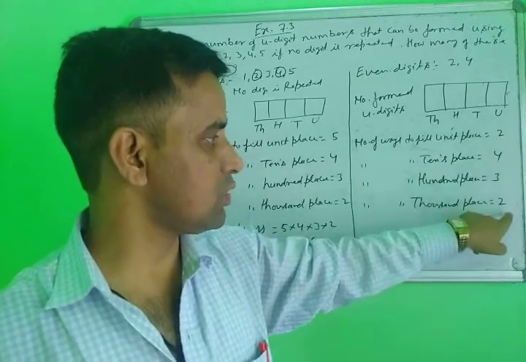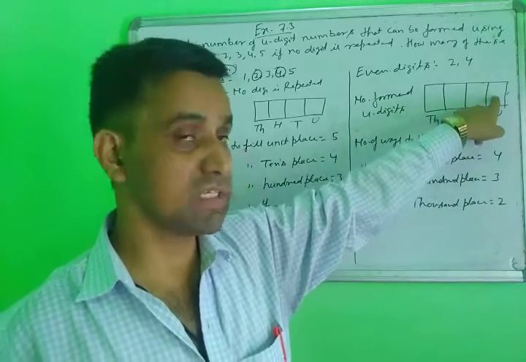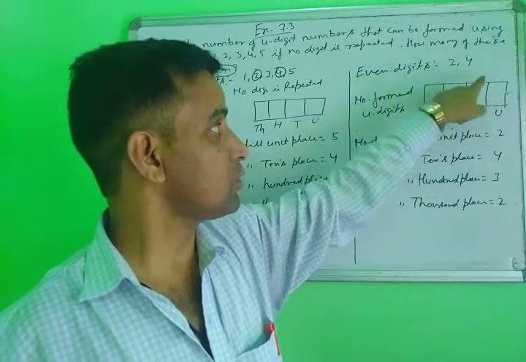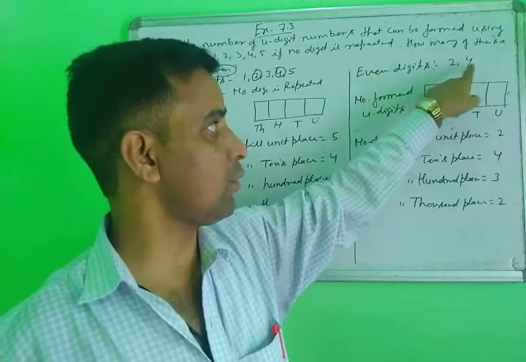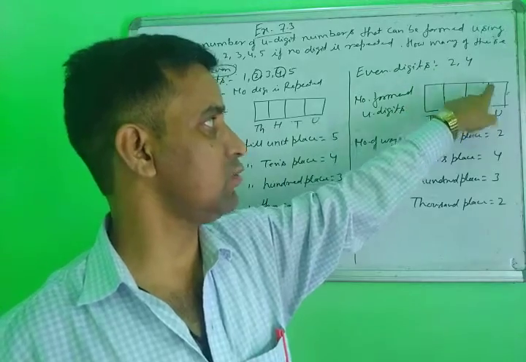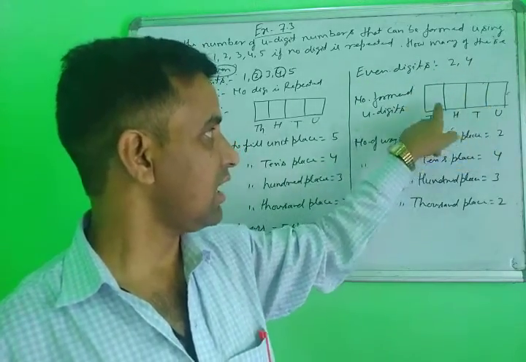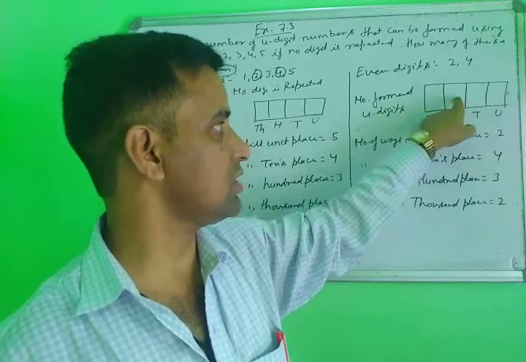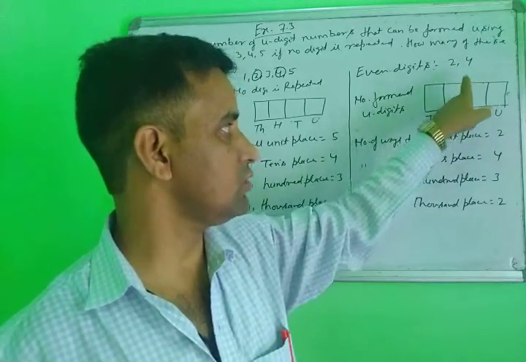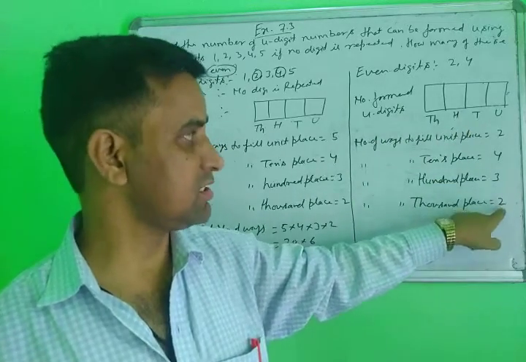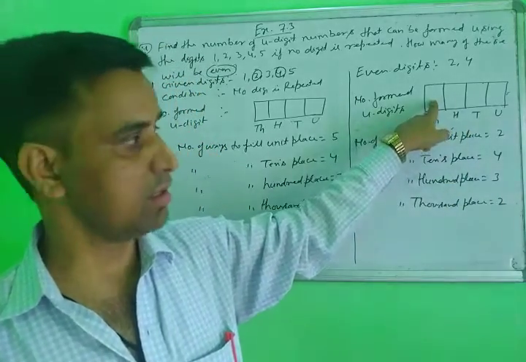This 2 and this 2 are the same. But because the unit place is compulsory, you fill it in only 2 ways since you have only 2 even digits. Here, 3 digits are already used, so only 2 digits are left, and you have a choice of only 2 ways.